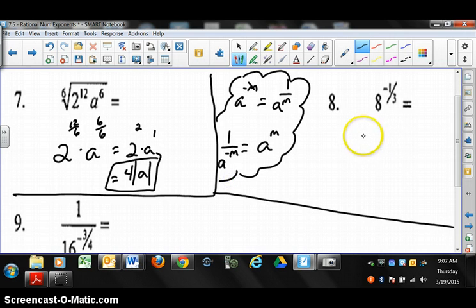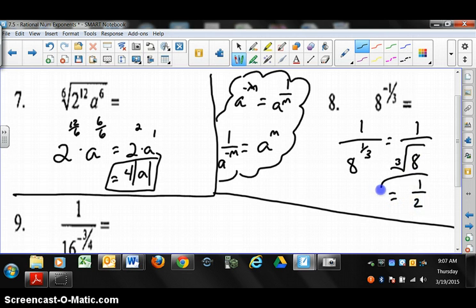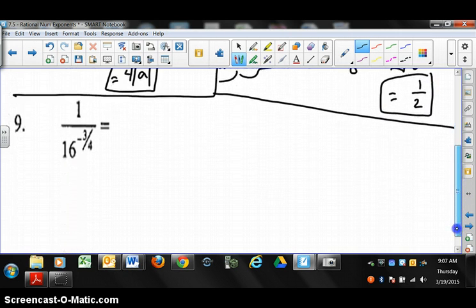Here I have a negative exponent, so the first thing I'm going to do is write this as 1 over 8 to the positive 1/3. Then I'm going to rewrite it as a radical, 1 over the cube root of 8. Hey, the cube root of 8 showed up again. I know what that is. 1 over 2. Boom, there's my final simplified form of 8 to the negative 1/3.